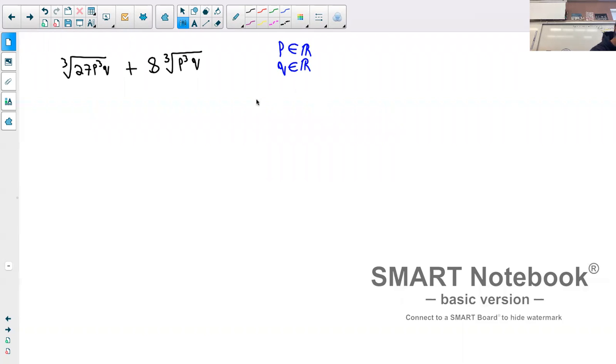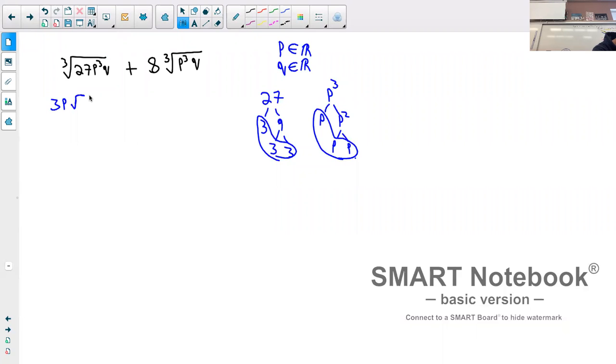Okay, so we'll go through and start simplifying this. So we've got 27, which is the same as 3 times 9, which is 3 times 3. So we know we can take a 3 out. P cubed is the same as p times p squared. P squared is p times p. So we can take a p out. So for this first one, we have 3p cube root of q.